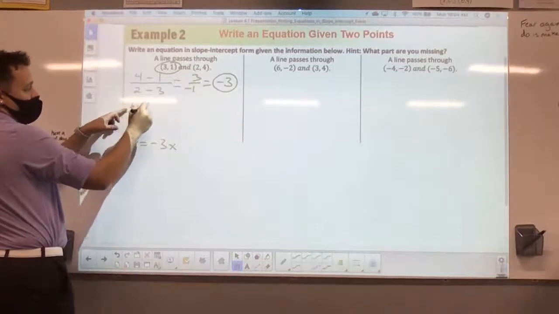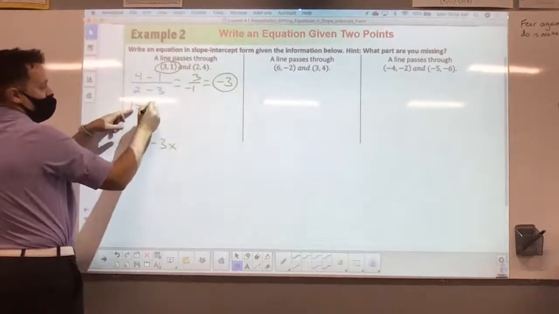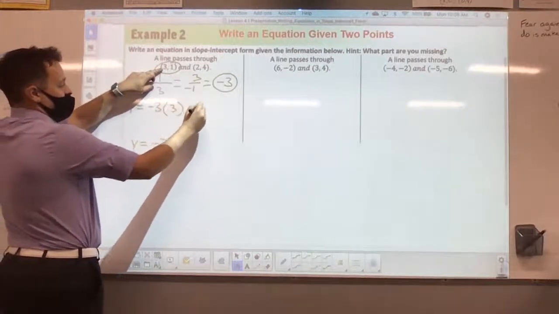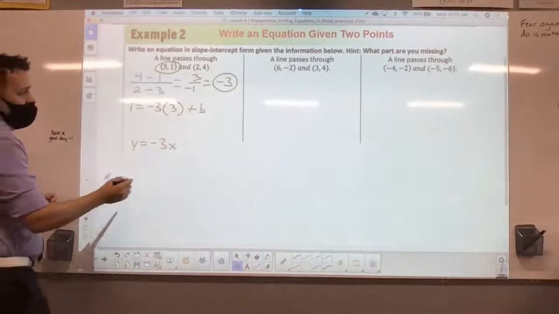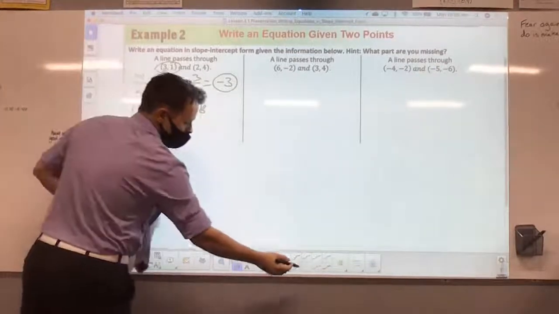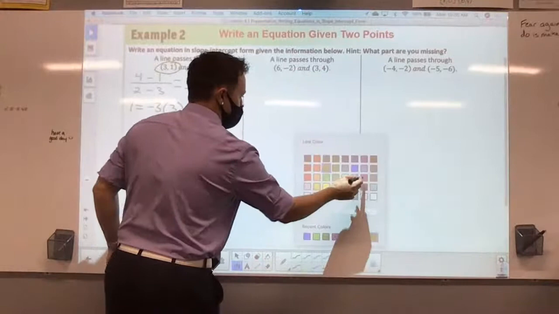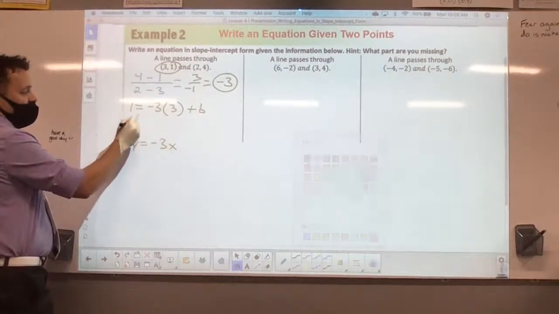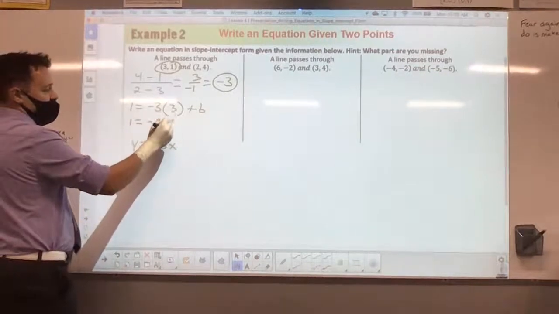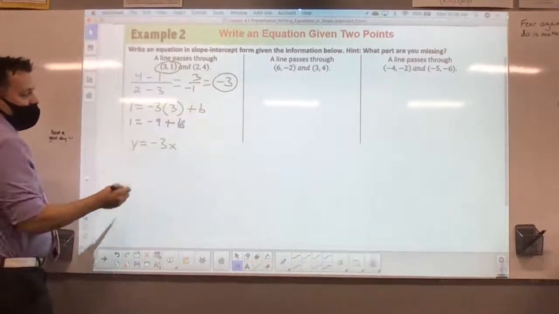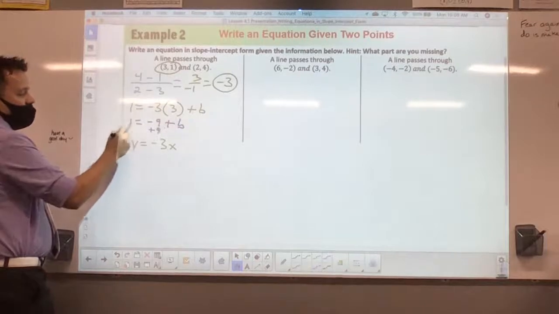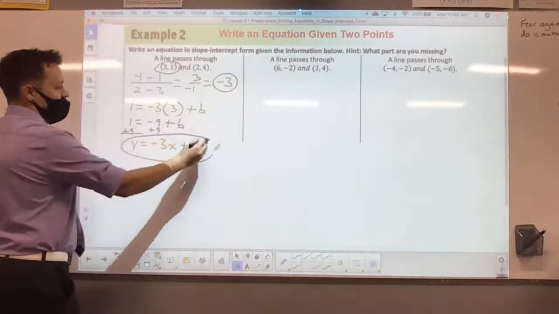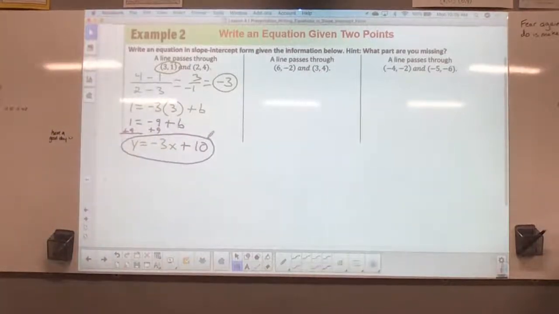So it's going to be 1 equals m, which is what? -3 times x plus b. So, ladies and gentlemen, what would you actually do on this? Multiply it together. 1 equals -9 plus b. Add 9 to both sides, and what do you get? Does that make sense?